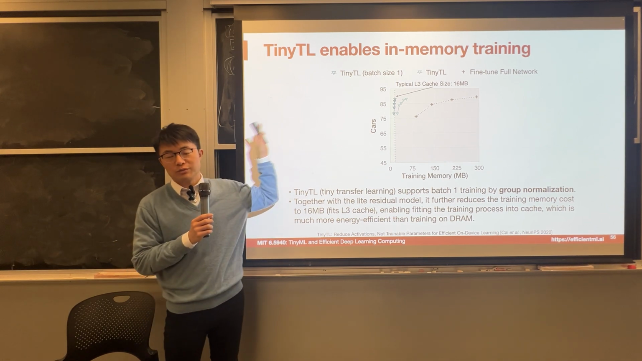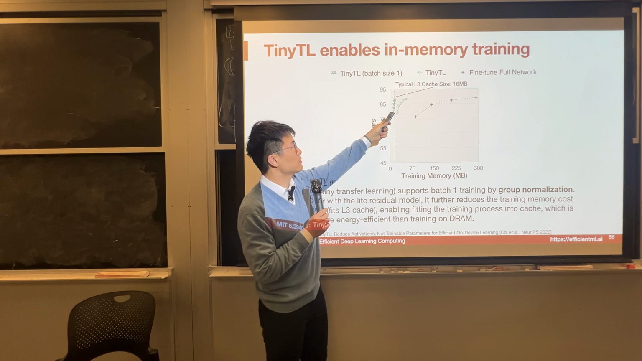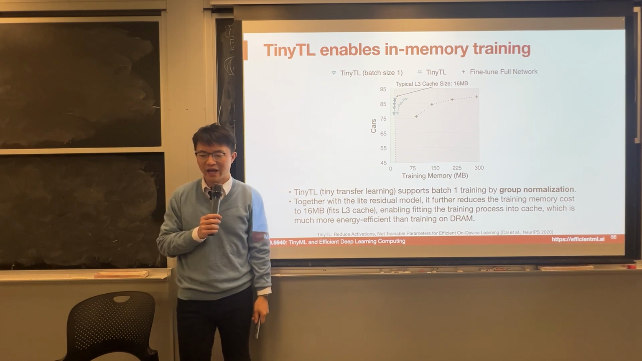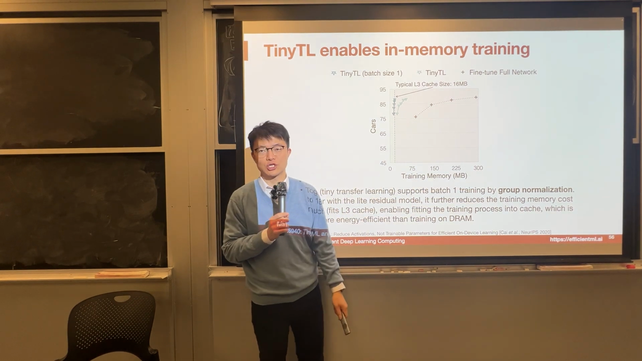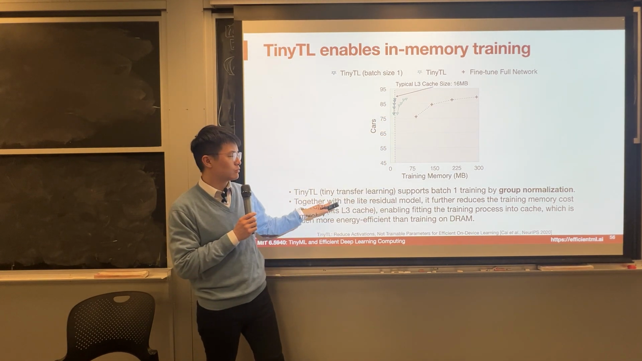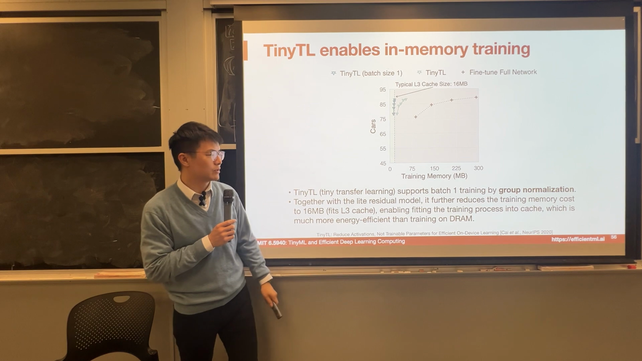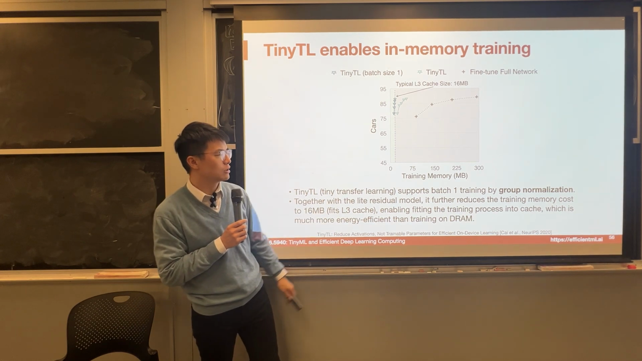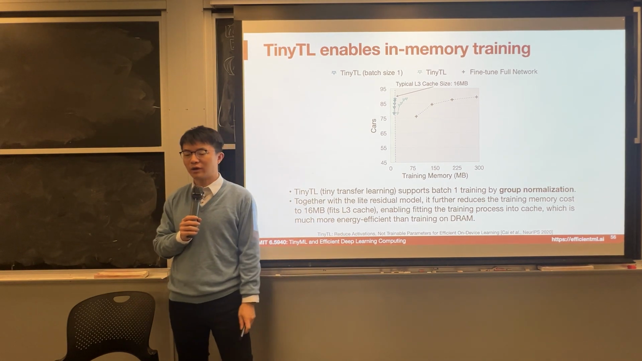So TinyTL enables purely in-memory training, so we can push this frontier of the memory size by maintaining accuracy to only below 16 megabytes, which can easily fit in the on-chip SRAM in the cache. So TinyTL supports batch 1 training by group normalization. By using group normalization, even with a batch size of 1, we can still converge pretty well. And together with the light residual model, we can further reduce the training memory to 16 megabytes to fit the L3 cache very easily. Sometimes it can go to 128 megabytes these days for AMD CPUs for L3 cache. So we can fit the training process into a cache, which is much more energy efficient than training in the DRAM.